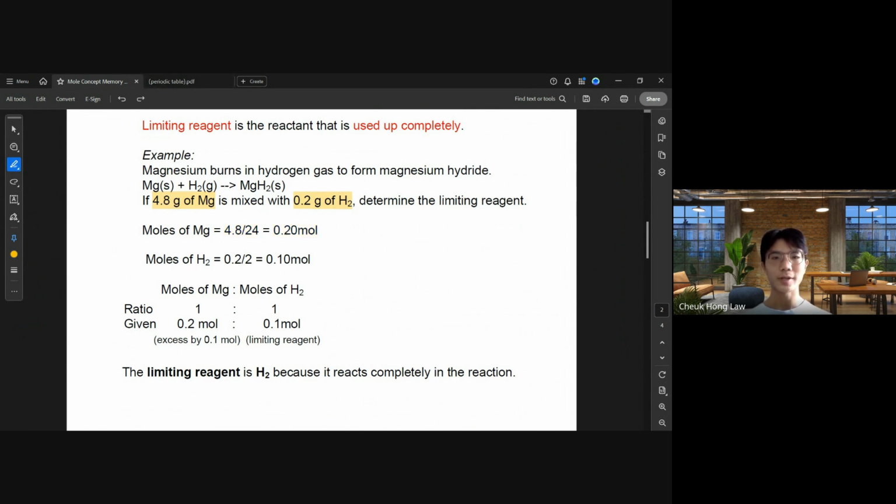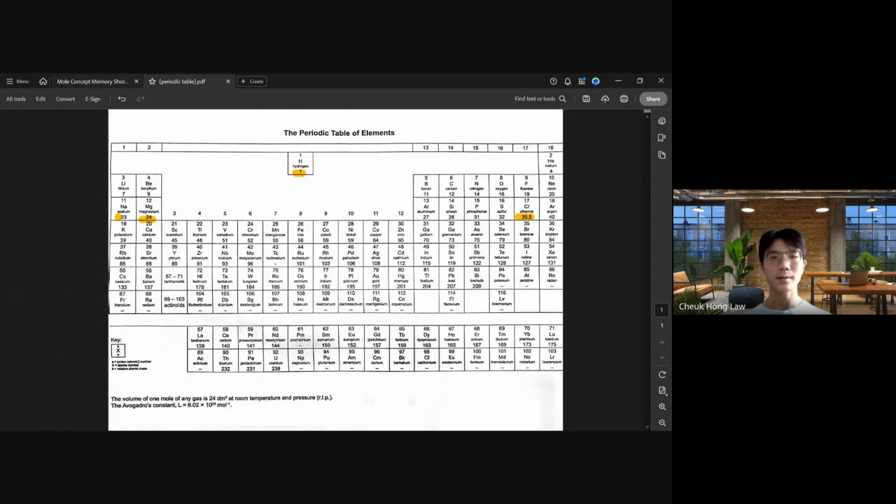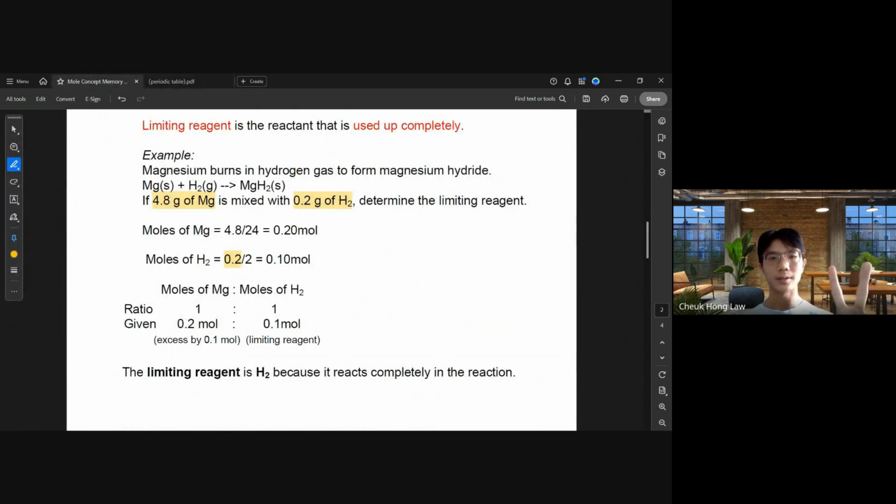Then the number of moles of H2 will be 0.2 grams divided by the Mr. Hydrogen's Mr is 1, but I have 2 hydrogen atoms, right? It's H2, so it's 1 times 2, which is 2. 0.2 divided by 2 gives me 0.1 moles.